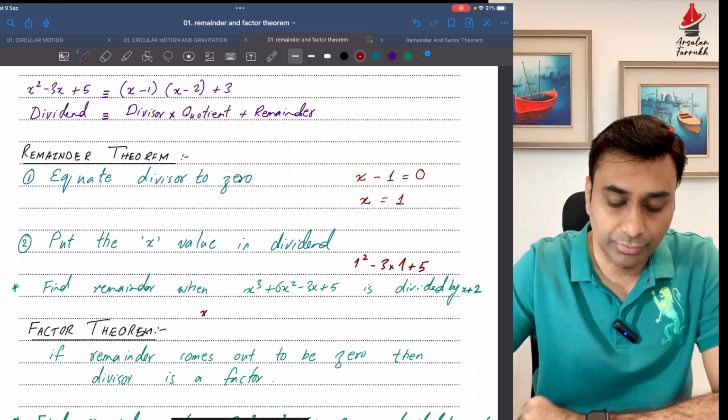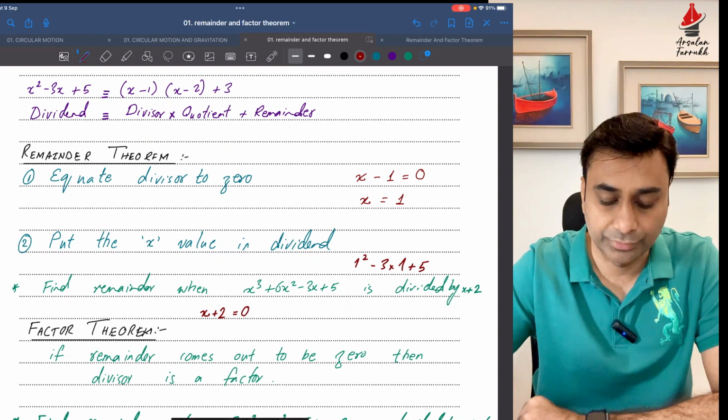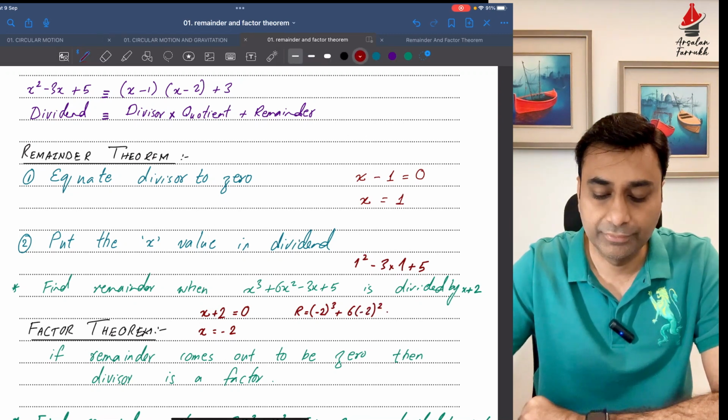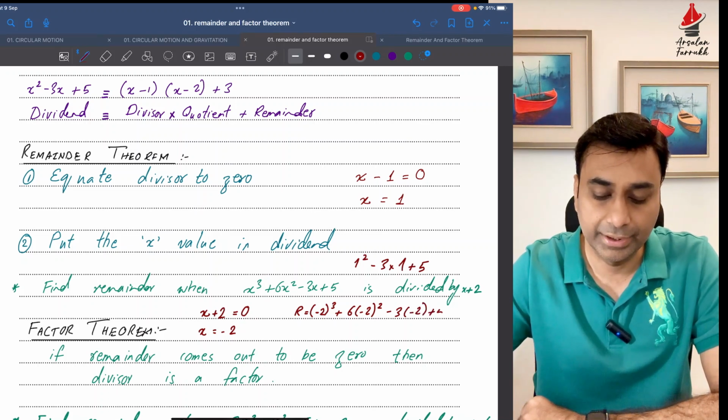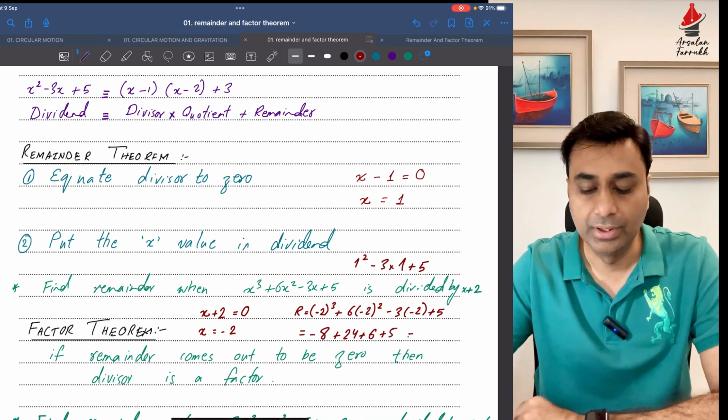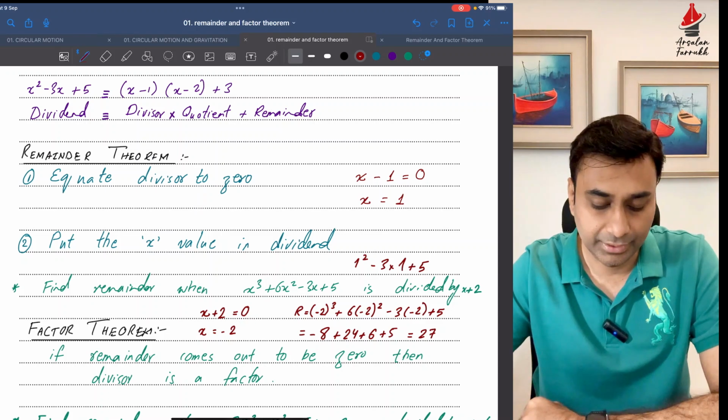So the first thing I'm going to do is x plus 2 is equal to 0, and that gets me the value of x as minus 2. And once I get the value of x as minus 2, I'm going to plug it into the dividend. So the remainder is going to become minus 2 cubed plus 6 times minus 2 square minus 3 times minus 2 plus 5. I'll simplify it, and it's going to become minus 8 plus 24 plus 6 plus 5. 35 minus 8, 27. So that means I get the remainder, which is equal to 27.